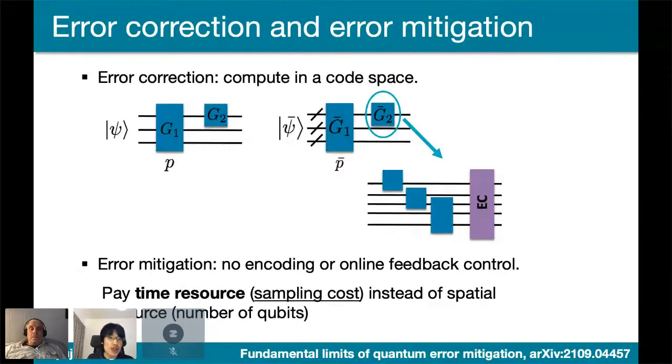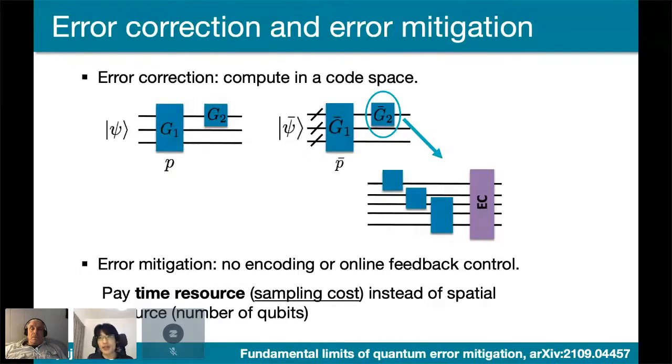In error mitigation, on the other hand, we do not encode our quantum states into a higher dimensional space or do online feedback control like error correction. So the difference can be seen in a more abstract way, where error correction uses up some space resource, in the sense that you need a lot of qubits, so you take up some space. But error mitigation uses a time resource in the form of sampling cost.